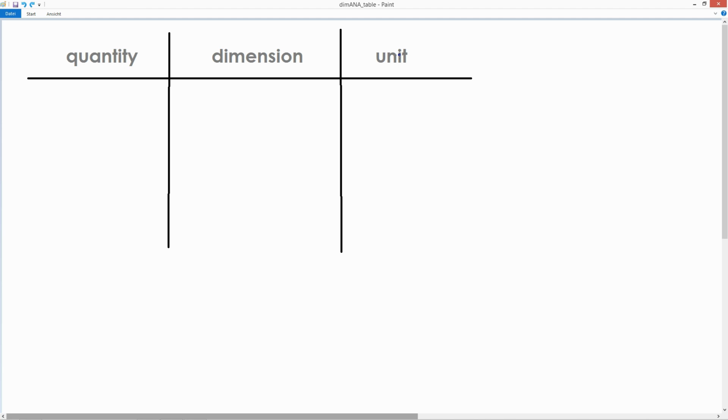So the first quantity is small l, which describes a length. Its dimension is denoted with a capital L. So the dimension is capital L. The unit is meter.